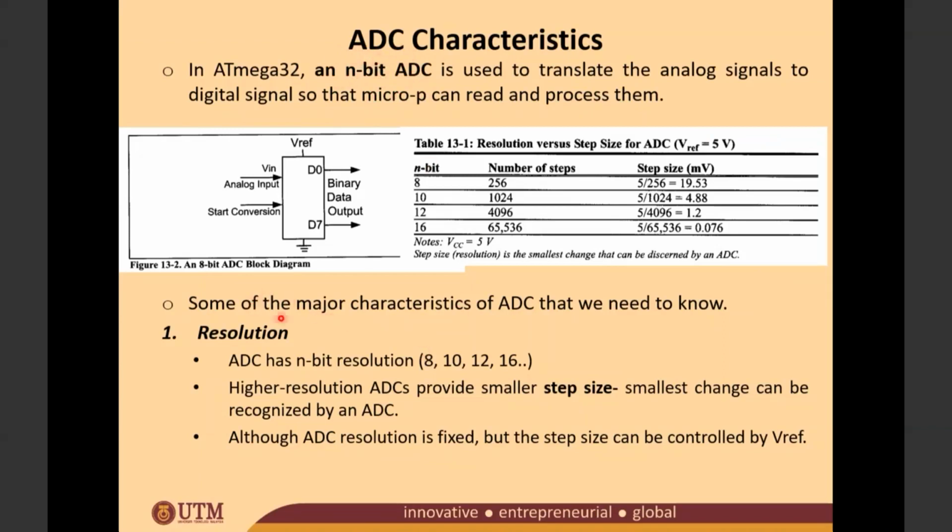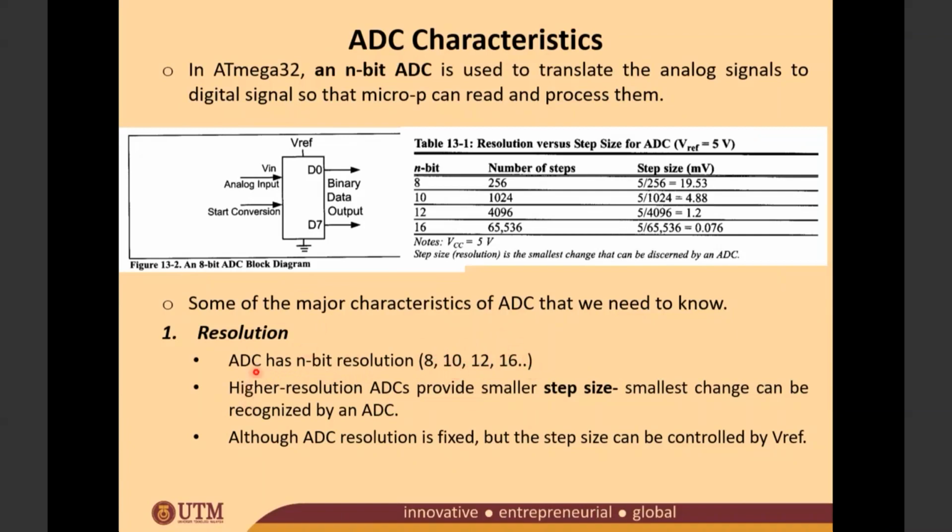Okay, and some of the major characteristics of ADC that we need to know are, first, the resolution. ADC has an N-bit resolution: sometimes we have 8-bit ADCs, which is 8-bit resolution, 10-bit ADCs, 12-bit, 16-bit, and so on. This depends on the chip itself. For ATmega32, the resolution is 10-bit.